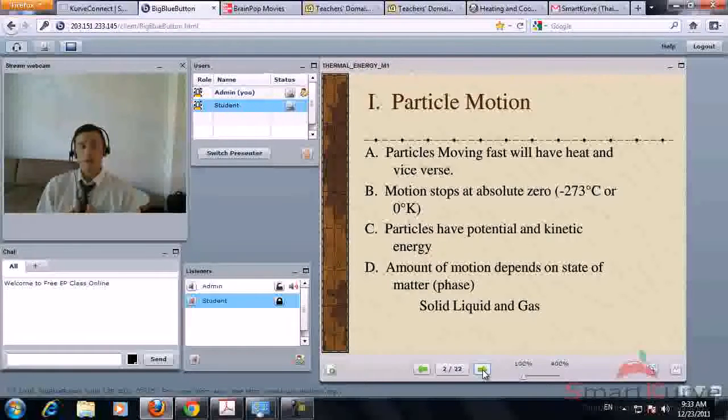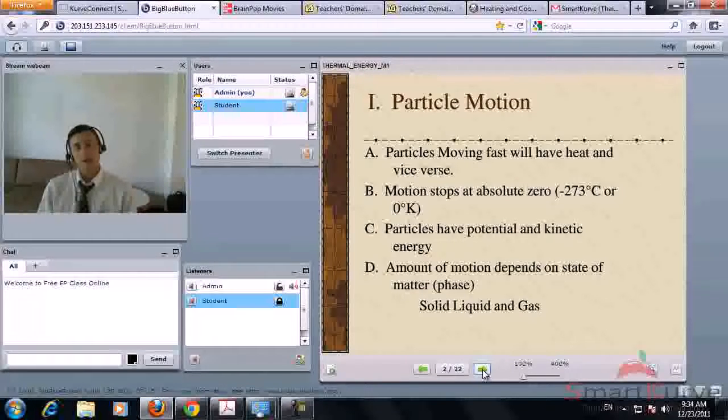Now, we also know that these water molecules in a glass of water, they're not just standing there. They are constantly moving around. So this motion of particles, this movement of particles, is the source of thermal energy. Let's take a look at the slide. You'll see in point A, particles moving fast will have heat and vice versa.